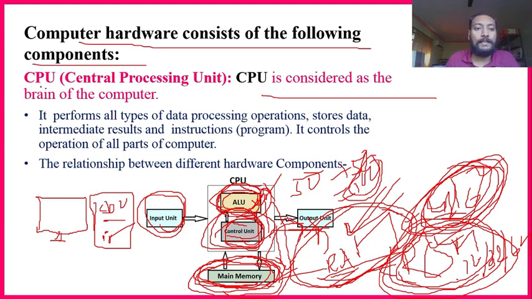That's why it says here, the CPU is considered the brain of the computer. In our body, the brain is the main organ, and without it we cannot function. So here I also explained that the CPU is the brain. Without the CPU, nothing is going to happen. Okay, we'll look here.